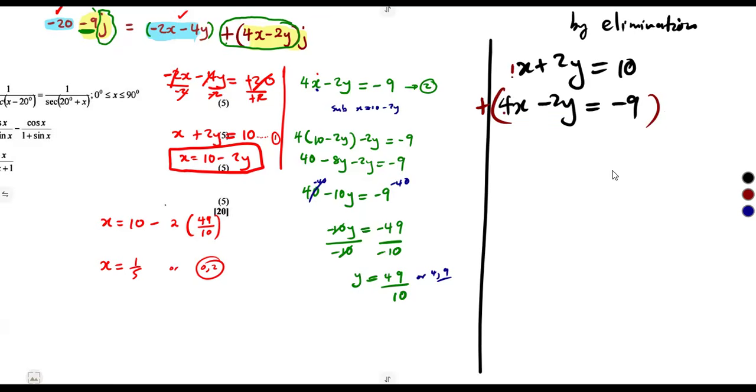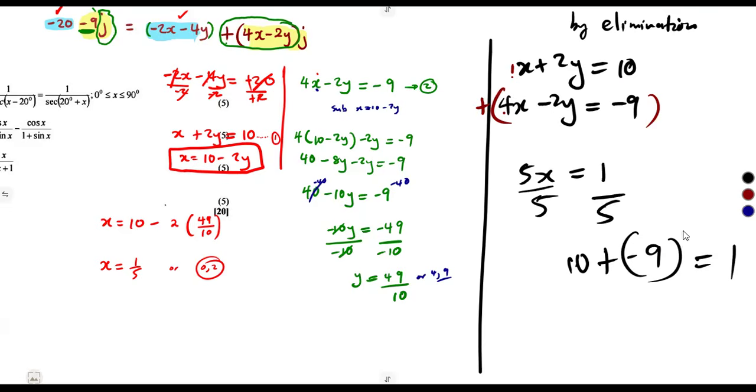So we add 1 plus 4, which is 5. So that's 5x. This one cancels. 2y plus minus 2y cancels is equal to 10 plus minus 9, which is 1. So this was going to give us a 1. So simply divide by 5, by 5. You have the value of x. So that is it. Your x was going to be 1 over 5.